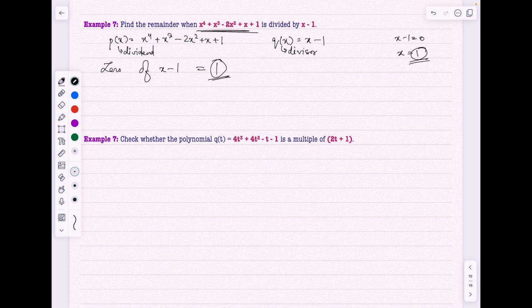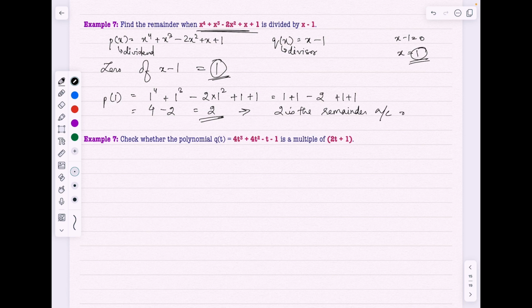So if this is the 0, we know the remainder equals p of 1. The value of the dividend at the 0 of the divisor. So p of 1 we are going to find. x to the power 4 can be written as 1 to the power 4, x cube as 1 to the power 3, minus 2x square as minus 2 into 1 to the power 2, plus x as plus 1, plus another 1. 1 to the power 4 is 1, 1 to the power 3 is 1, minus 2 into 1 square is minus 2, plus 1 plus 1. This gives plus 4, and 4 minus 2 is 2. So 2 is the remainder.